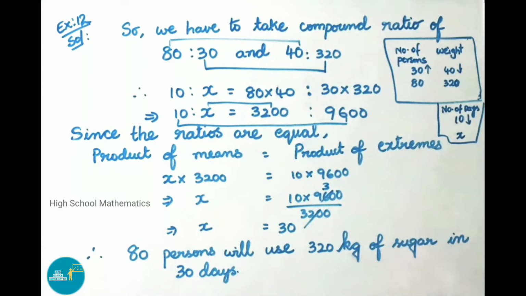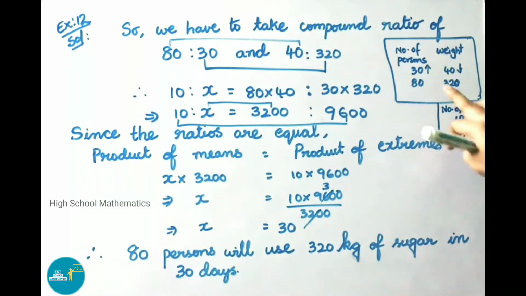See next, number of days is directly proportional to weight of the sugar. 40 kgs of sugar they can consume in 10 days, then 320 kgs of sugar they can consume in more number of days. So these both are directly proportional, so we indicate this with a downward arrow. Number of days depends upon both number of persons and weight of sugar. Now we have to take the compound ratio of these both values.